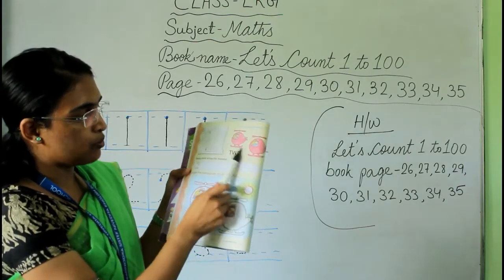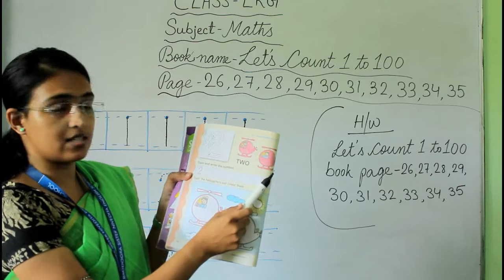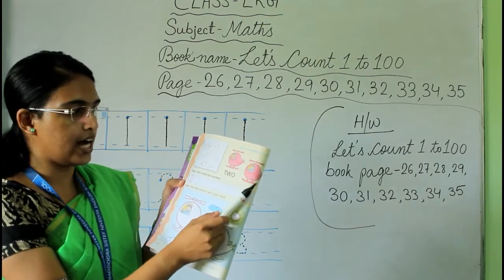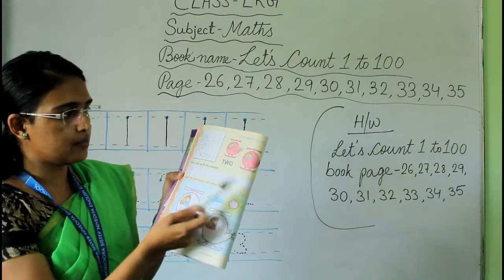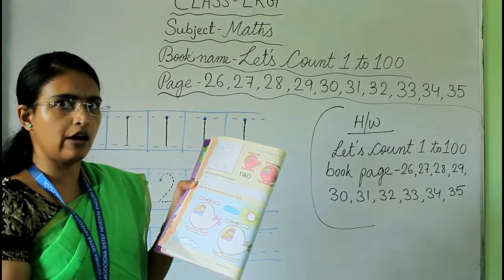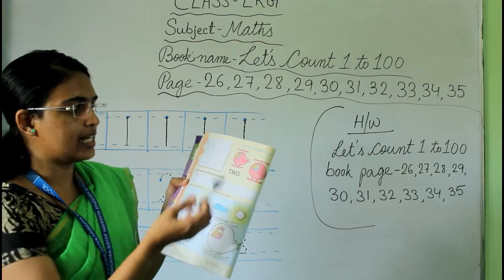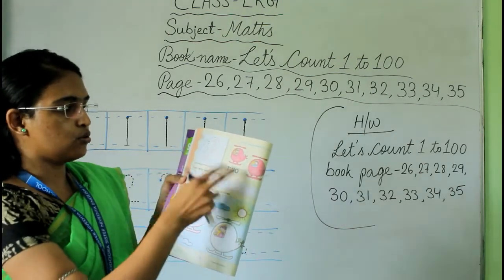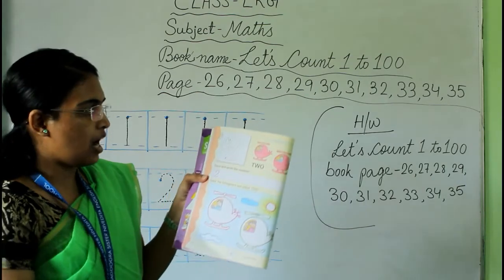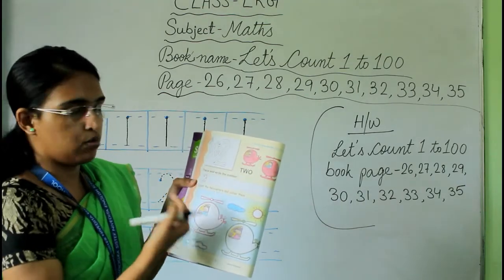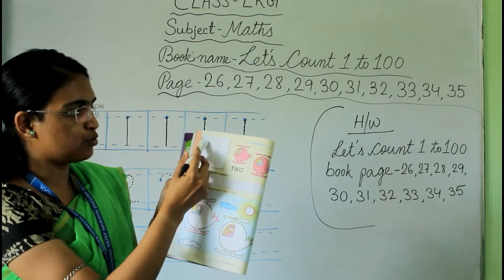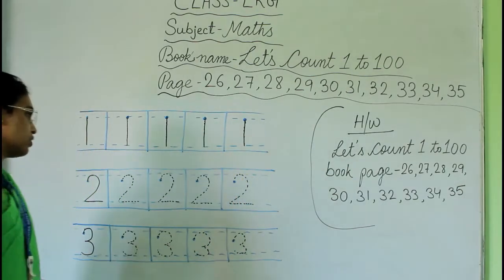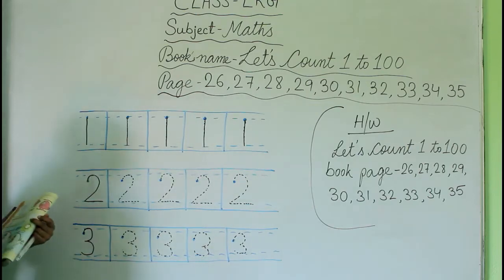Now look here, what are these? Yes, these are helicopters, right? How many helicopters here? Do you want to count? Yes. Okay, let's count. 1, 2. Oh, there are 2 helicopters. Now we have to do what? We have to trace this number 2. So for this, how we will trace the number 2?